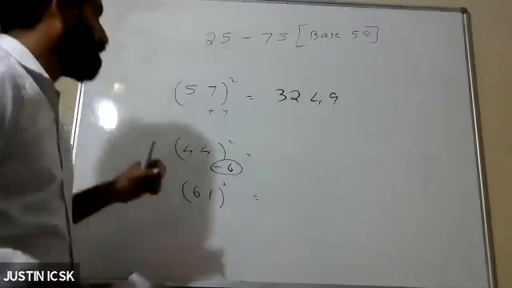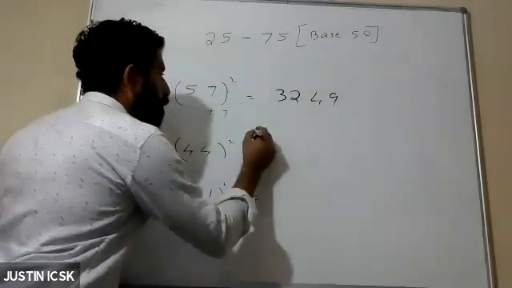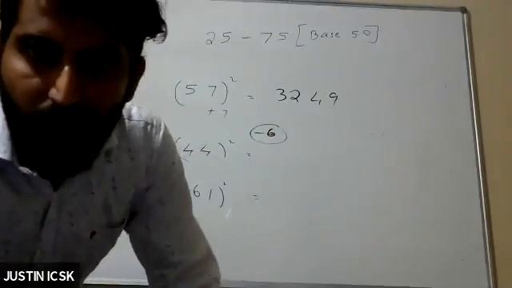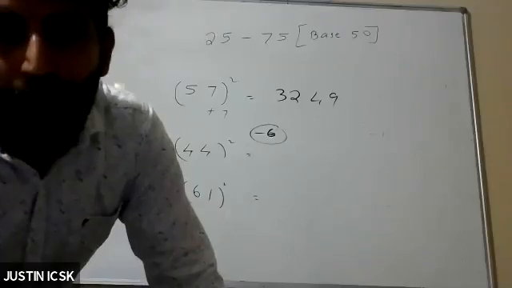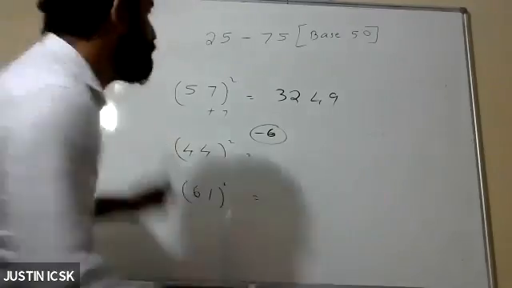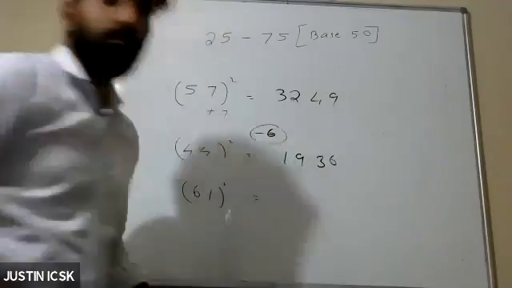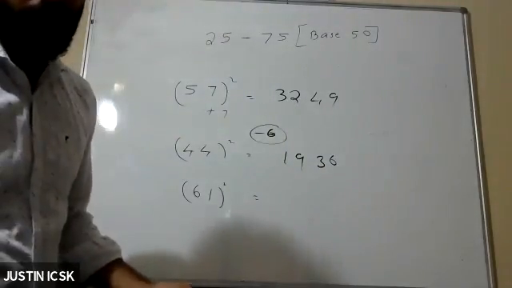Minus 6. Let's see the number. 44 means minus 6. Right? So 25 minus 6 is 19. Now 6 square is 36. 1936. Right? Within one step.